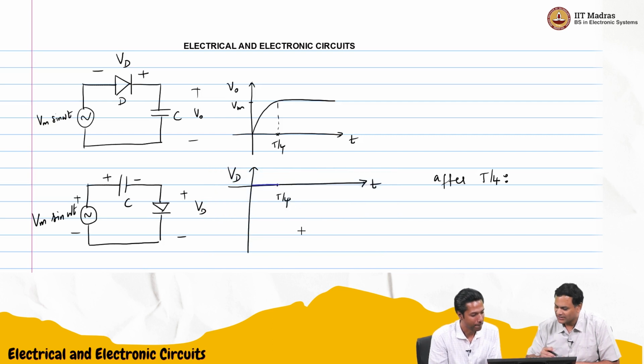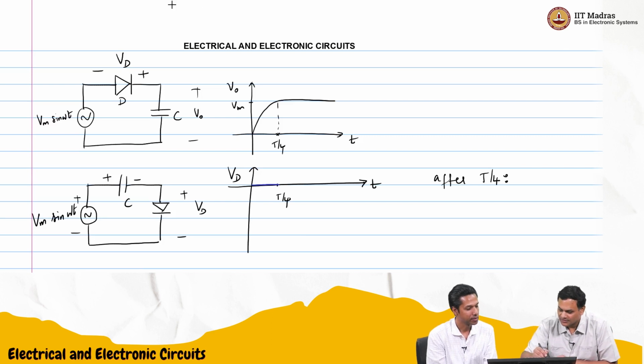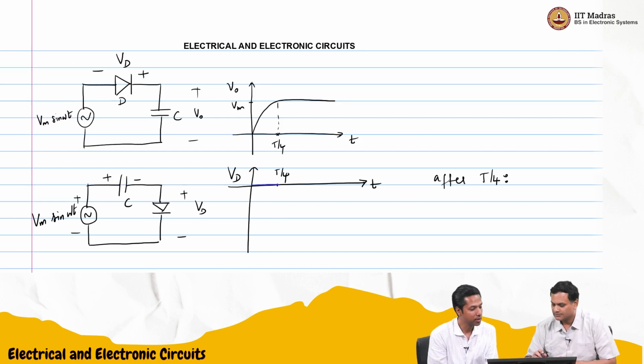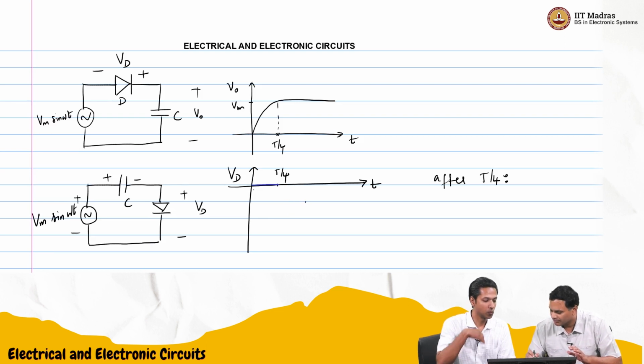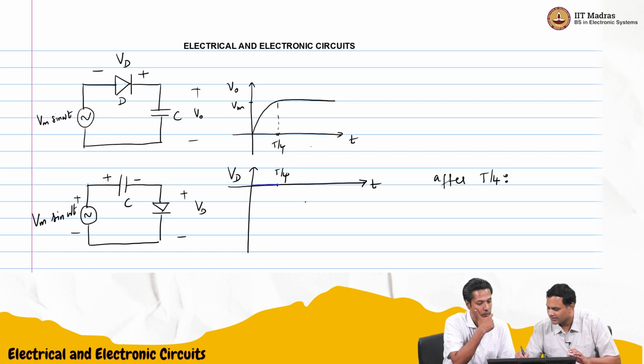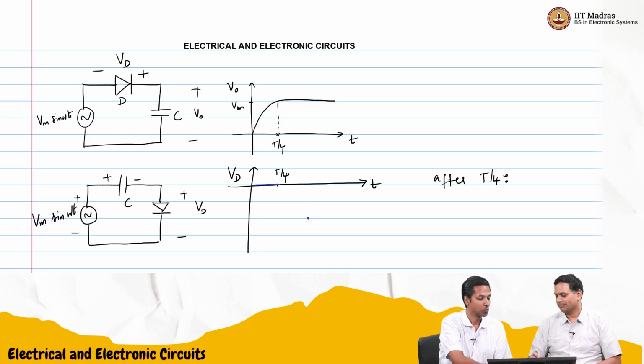So till T by 4, no problem, right? It is 0 across VD. So I also need to move this up. And at T by 2, VS will go to 0, so it has to be minus VM. That point also we know. So it is minus VM, somewhere here. I have drawn it very big. We have taken 2 divisions for VM at T by 4, so here also we can take 2 divisions for VM. So somewhere here.